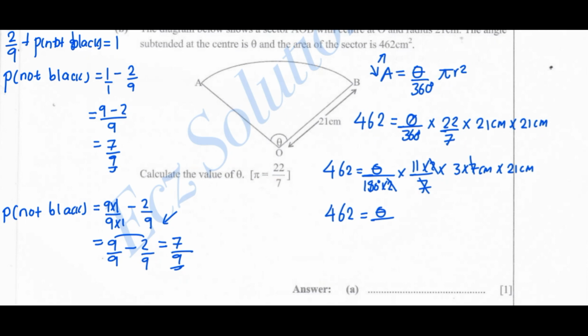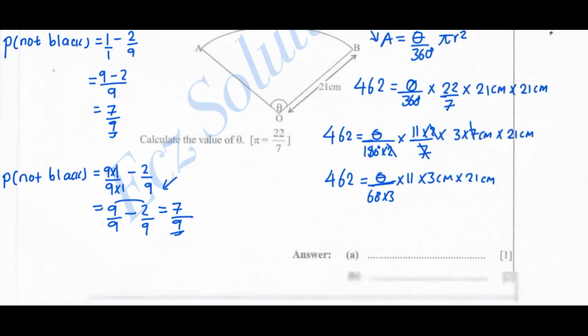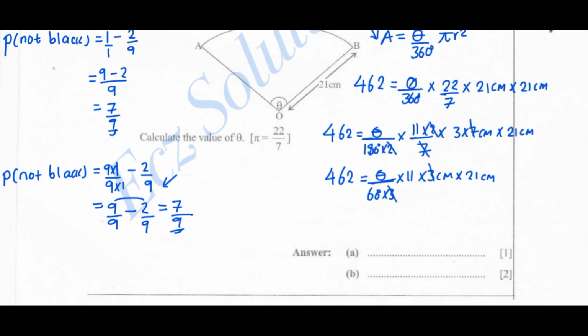Now, how can we break 180? So 180 is same as 60 degrees multiplied by 3 times 11 times 3 centimeters times 21. Now 21, okay, let's just write it like this for now, so that we can cancel this. So we can see how we are reducing the numbers. So we have 462 centimeters squared is equal to, how can we break this one?